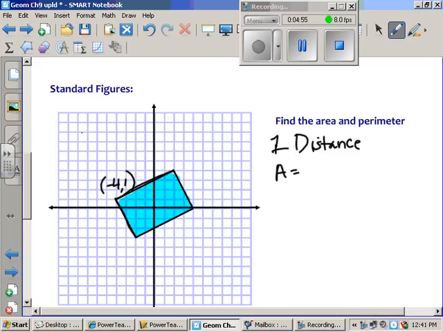So do you guys remember the distance formula? It's on your green sheet. What is it? x2 minus x1 squared plus y2 minus y1 squared. Okay? So take a minute and find the length of this side and the length of that side.